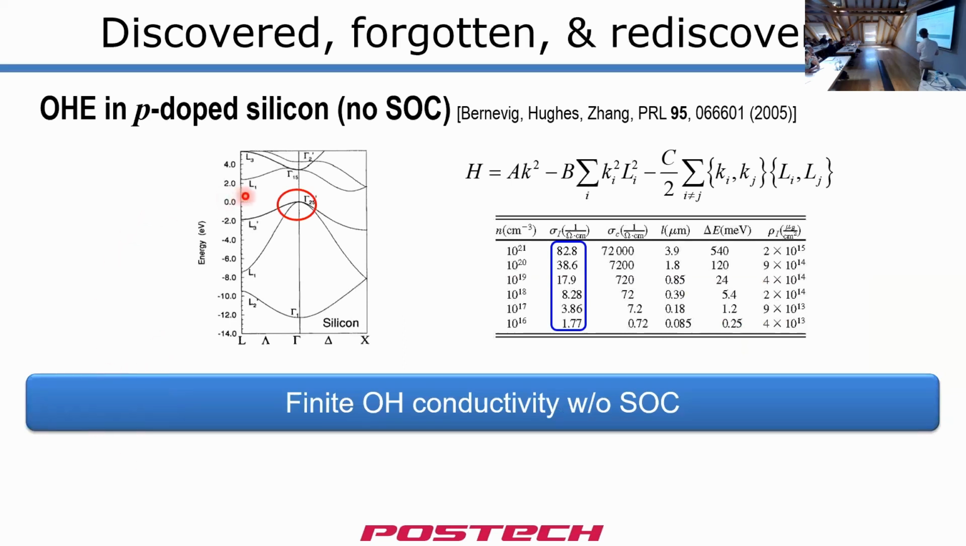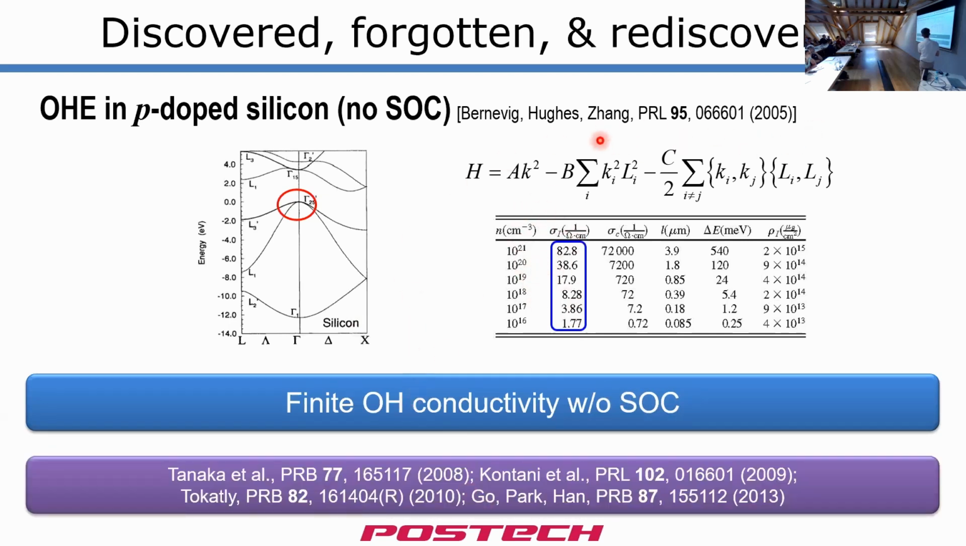But well, this kind of orbital orbit was not actually addressed by earlier literature. This is a paper by Andrei Bernevig, Taylor Hughes, and Shoucheng Zhang, published in 2005. They studied p-doped silicon, and silicon has essentially no spin-orbit coupling, and they calculated orbital Hall effect, and they found that this system exhibits a finite orbital Hall effect without spin-orbit coupling, and they said that the orbital response could be very fundamental. And actually, this is not the only literature, and you can find many more. Well, if you're really patient with the internet search.